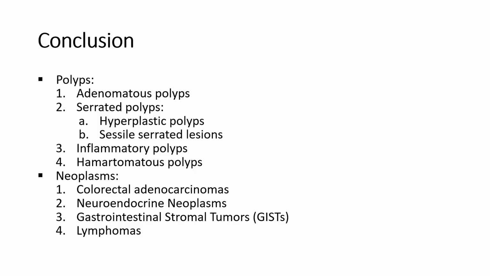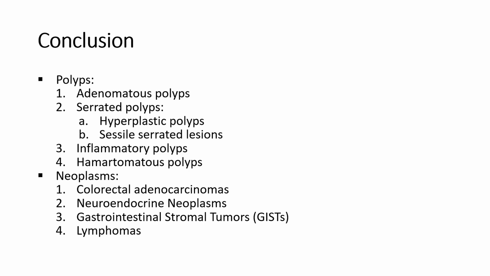And then we talked about neuroendocrine neoplasms, which are tumors that have both endocrine and neural features. They are positive for synaptophysin and chromogranin, and clinically they can be functioning or non-functioning tumors, and they can occur at various sites within the GI tract.